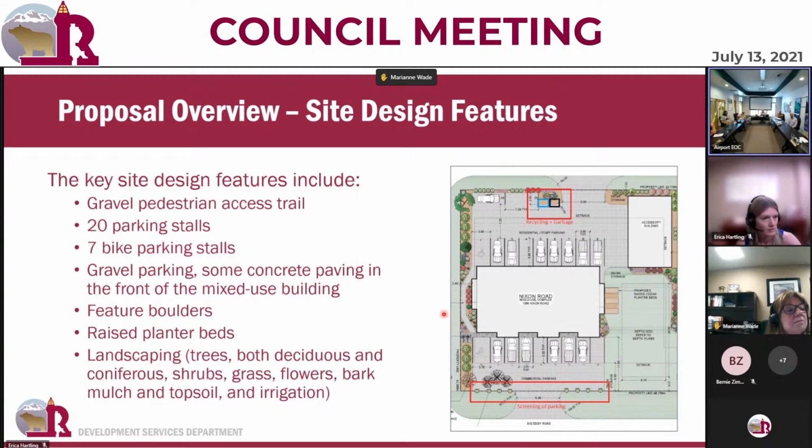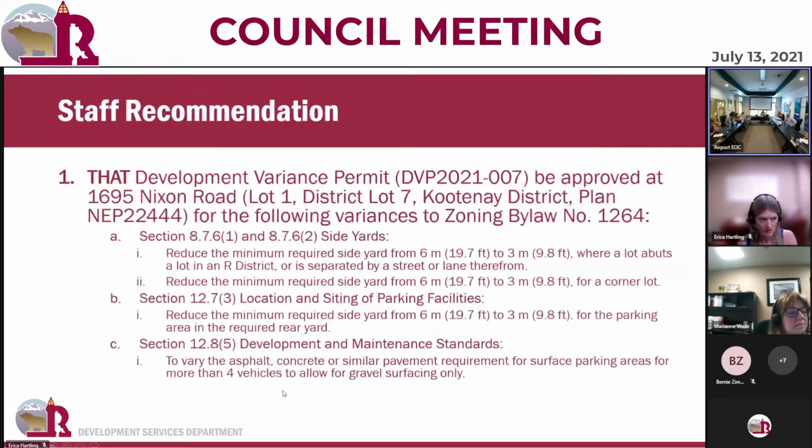So, okay, I'm going to now ask the question. All those in favor? Opposed? Motion's carried unanimously. So that amendment, hard surface for accessibility spots. Now I will ask the question on the development variance permit. Any further discussion on the development variance permit? Seeing none, I'll ask the question. All those in favor? Motion's carried unanimously.